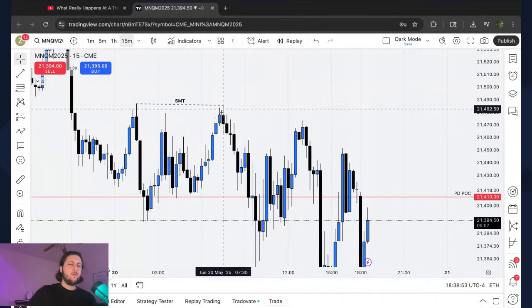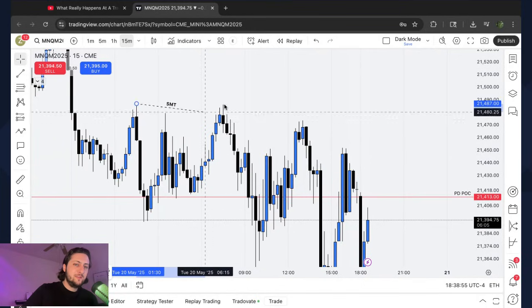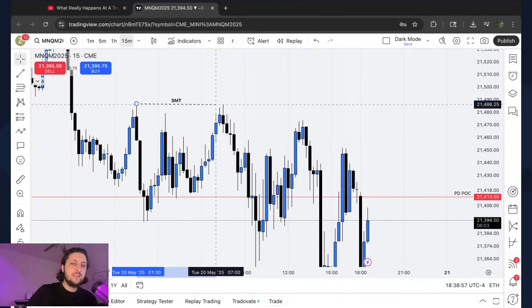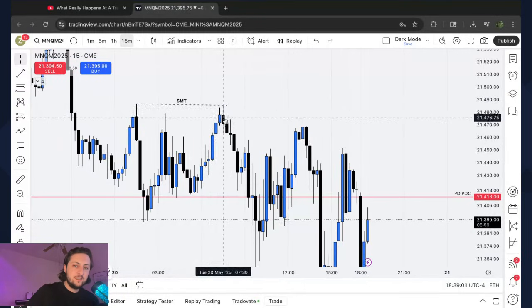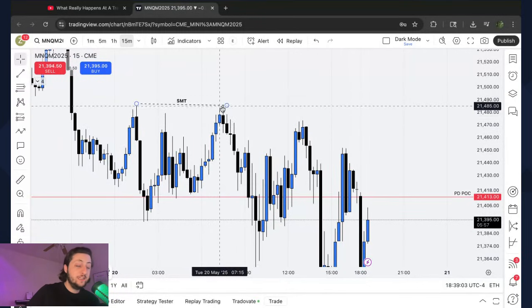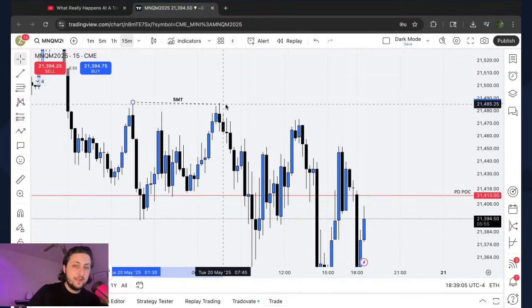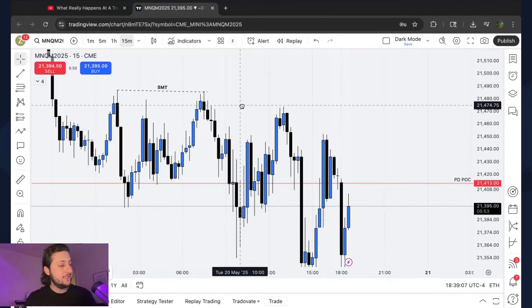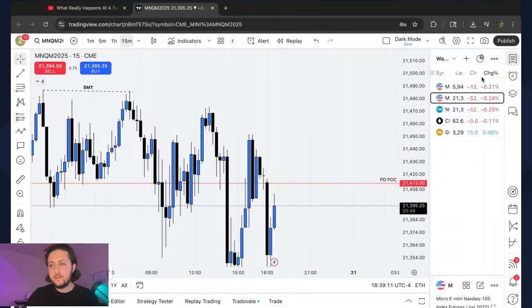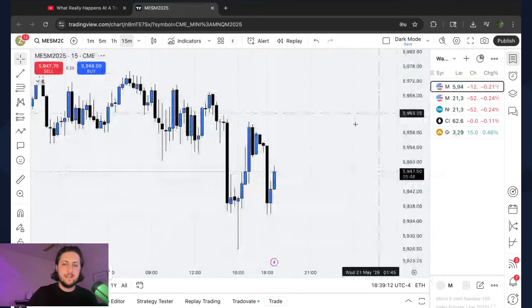So a more perfect example may be if it was like a perfect lower high like this, but this is valid, okay? It's not correlated at the moment. ES swept this 130 high. NQ did not. That is your SMT divergence. That is the reversal price action signal. So let's go back to ES. So we have that SMT divergence.